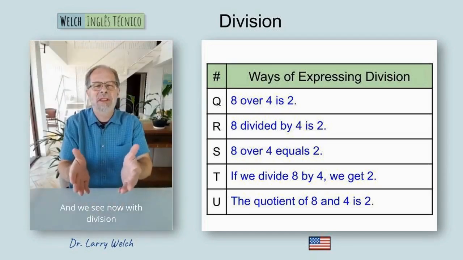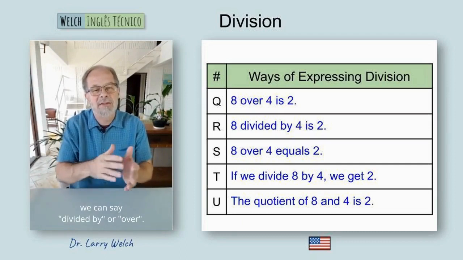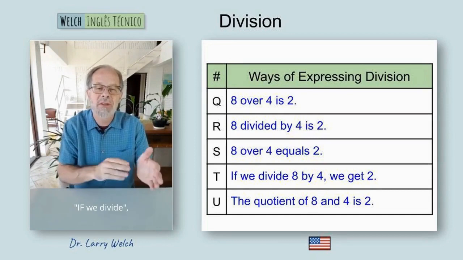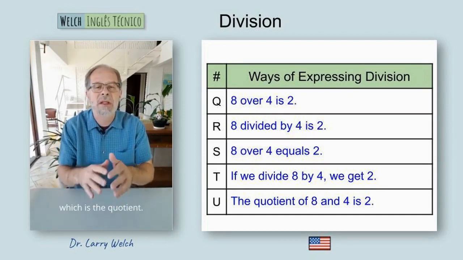And we see now with division that we can express it in many different ways. We can say divided by or over. We can use the conditional if we divide. And finally, we can talk about the result, which is the quotient.